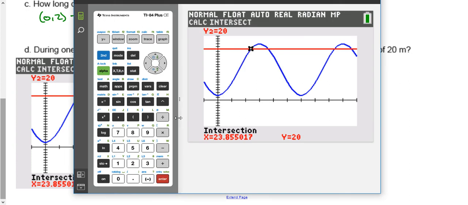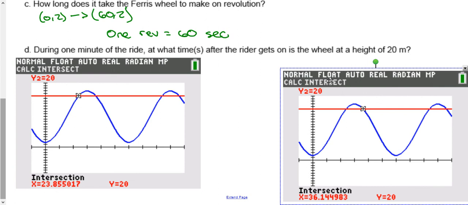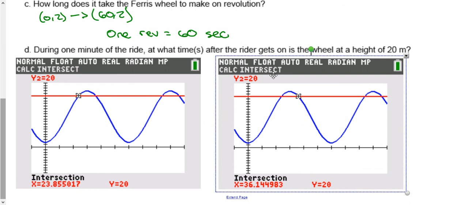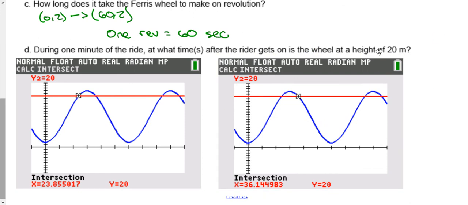The second position, let's find that, second trace option 5, enter, enter, enter, 36.1 and 20. So basically you have 2 positions where your rider reaches a height of 20 meters. So your times during 1 minute, and it doesn't tell you how many decimals to round to in this case here, so I would have rounded to the first decimal, so 23.9 and 36.1 in terms of time, so in terms of seconds there.